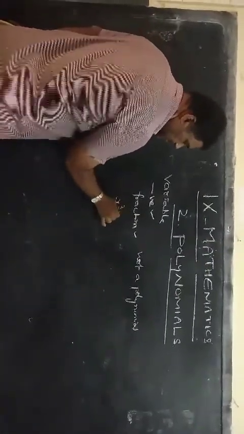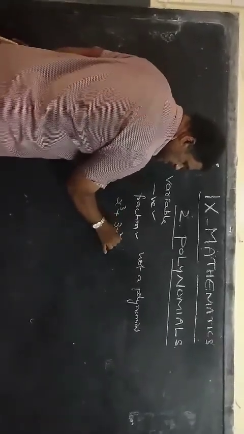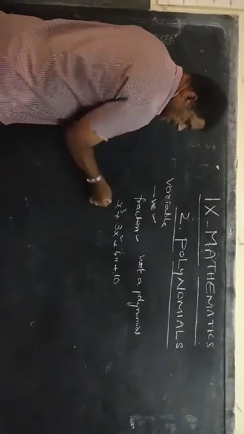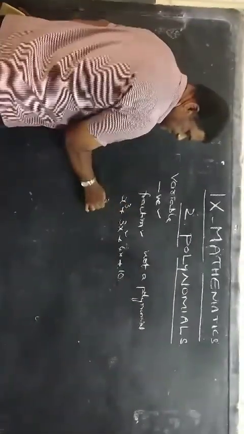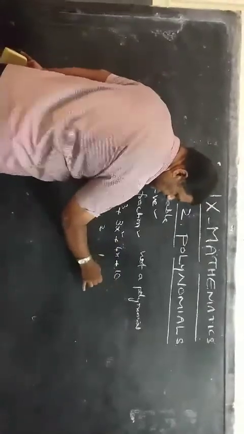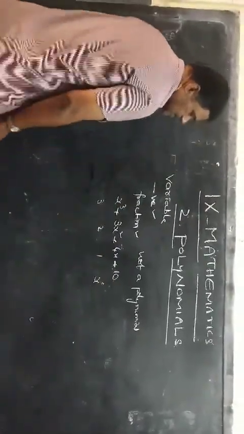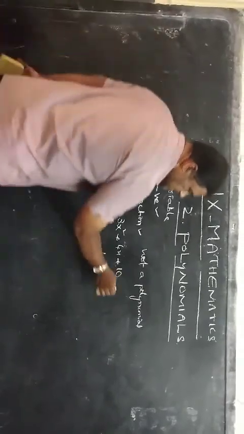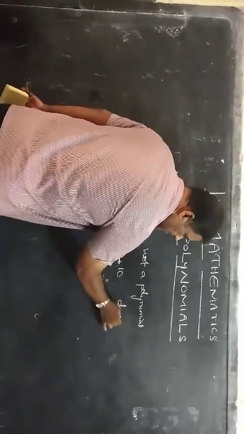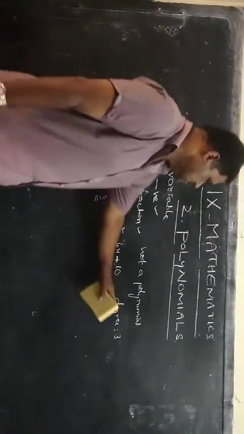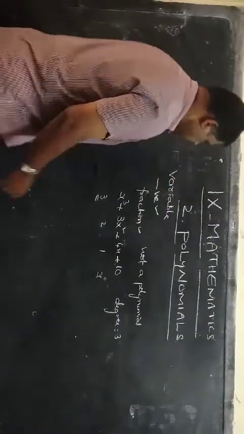So for example, x cube plus 3x square plus 4x plus 10. Here x power is 3, here x power is 2, x power is 1, and here x is not there, so you can take it as 0. The highest power of x is 3, therefore 3 is known as the degree of the polynomial. So the degree of the polynomial is 3 because the highest power of x is 3.